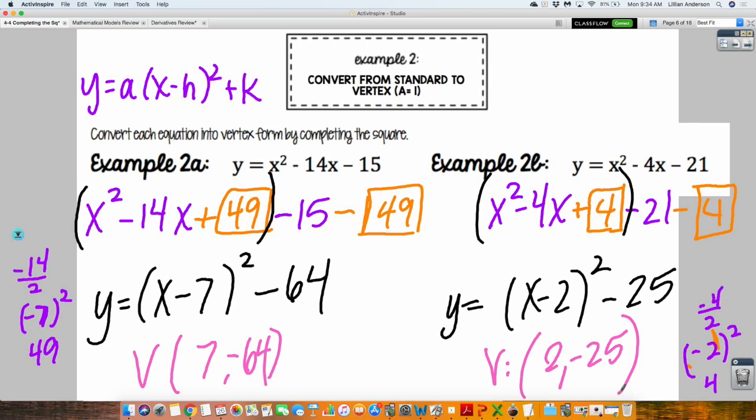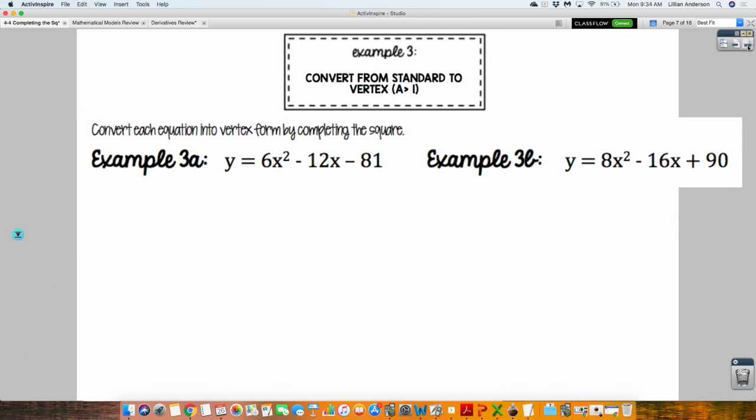All right. Now let's look at when it's not in the form of x squared plus bx. This is where a is greater than 1. What's a in number 3a? It's 6. So when this happens, you just have to do 2 additional steps. Not 1, but 2.